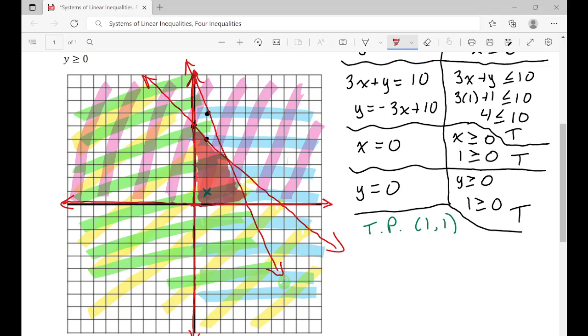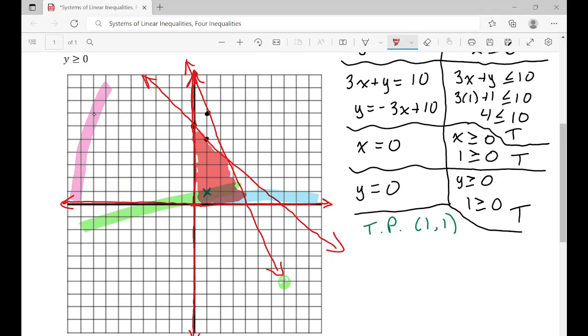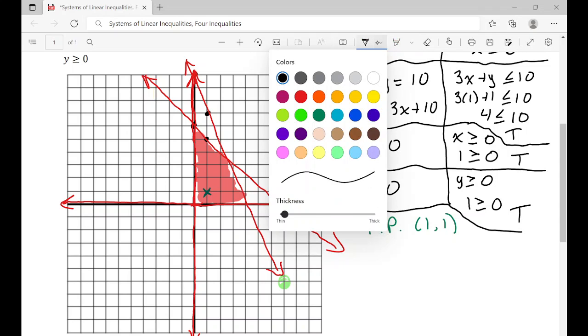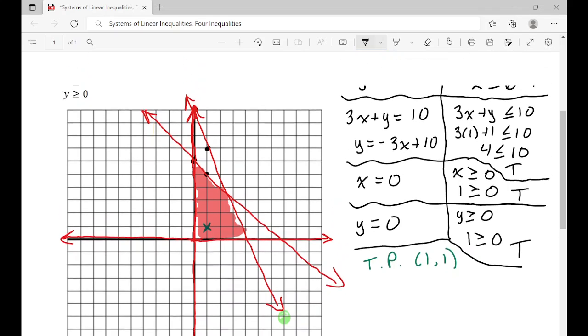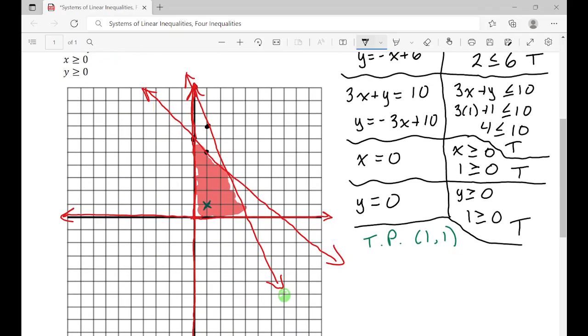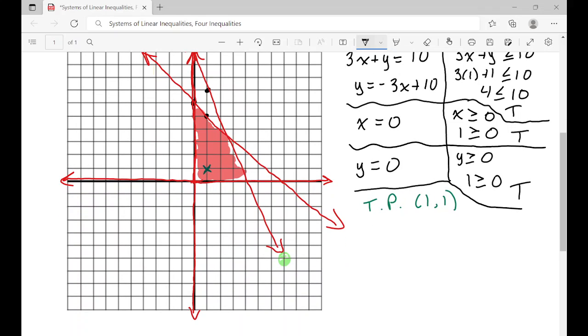So we don't need any of the other shaded areas. We can just get rid of them, because that's not what's true. What's true is only this red area that's shaded. It takes some time and some practice, but just be patient when you have a system of linear inequalities that has more than two, because it can be a bit of a hassle. So just be patient and take your time and you should be okay.